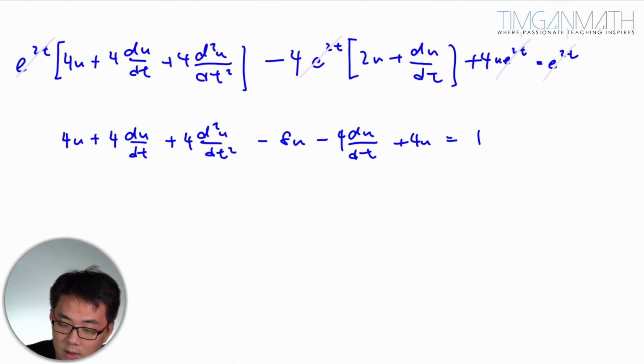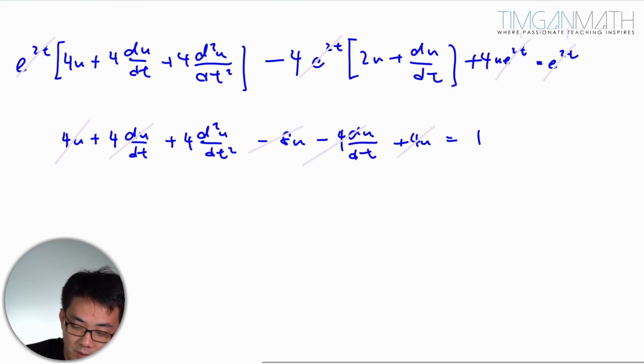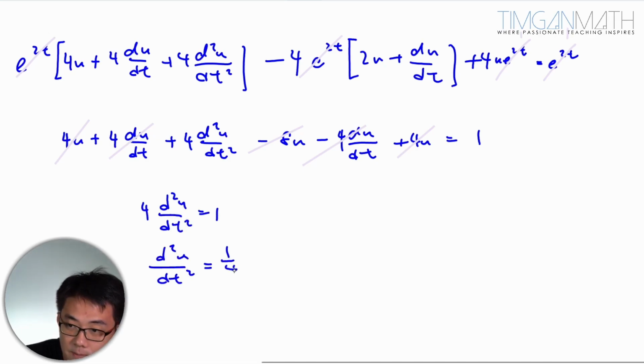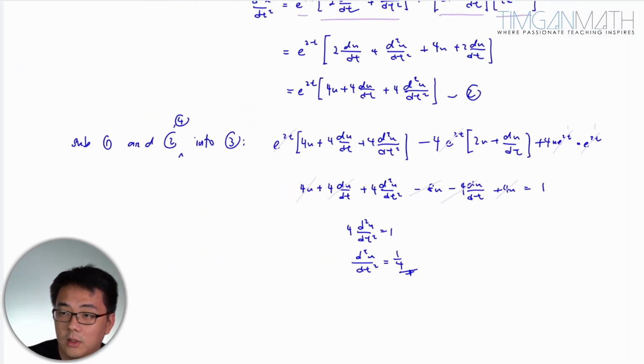Okay, then we can just cancel the things out. This happens to cancel each other. 4u here, 4u is 8, minus 8, and this will cancel out each other. And once we're done, we get 4 d squared u dt squared equals 1. So d squared u dt squared equals 1/4. A is a constant to be determined. I think A is 1/4.